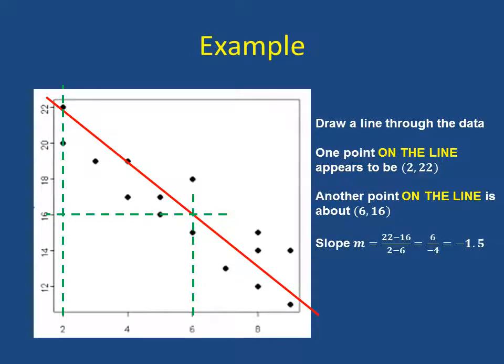Now we'll calculate the slope m. The difference in the y is 22 minus 16, and the difference in the x is 2 minus 6. This gives us a slope of negative 1.5. And so we would say that this graph has negative correlation.